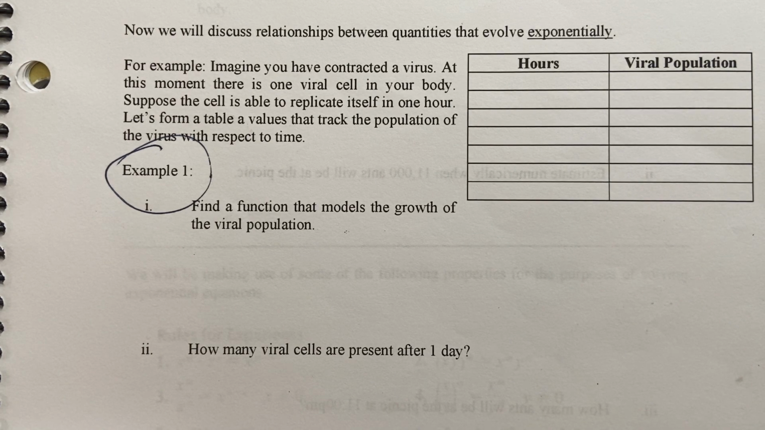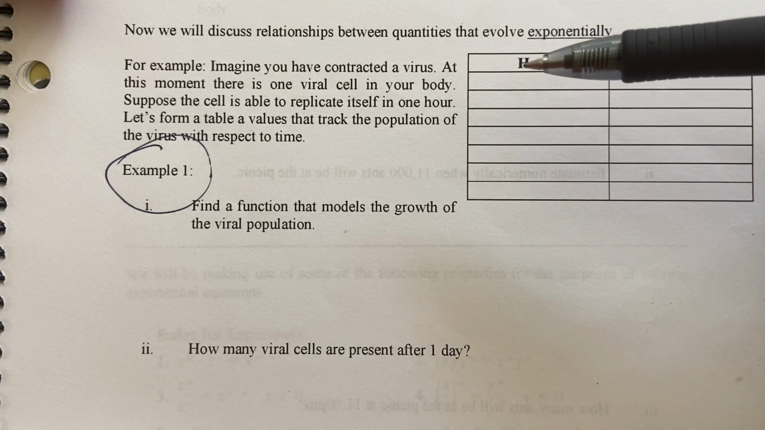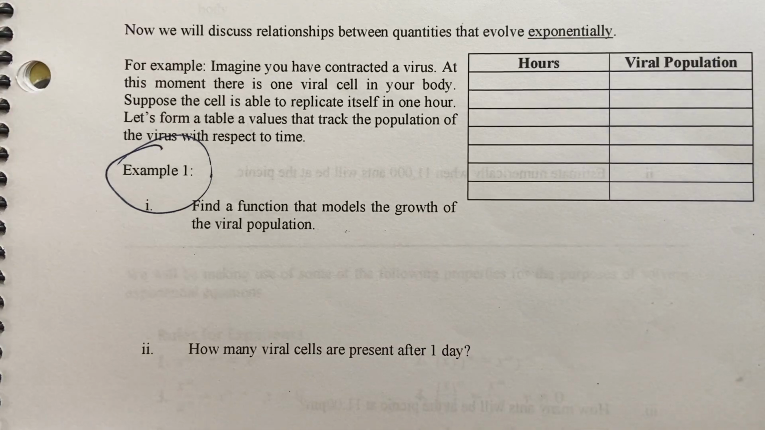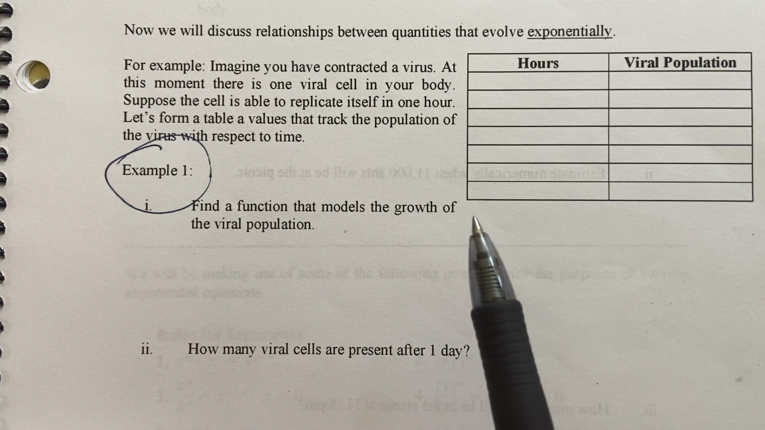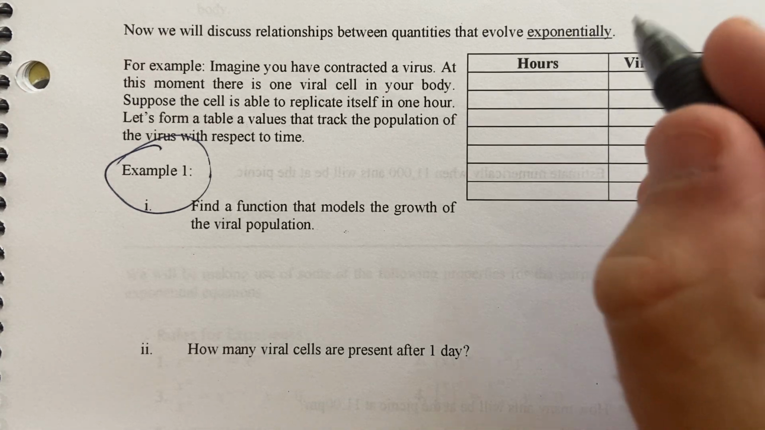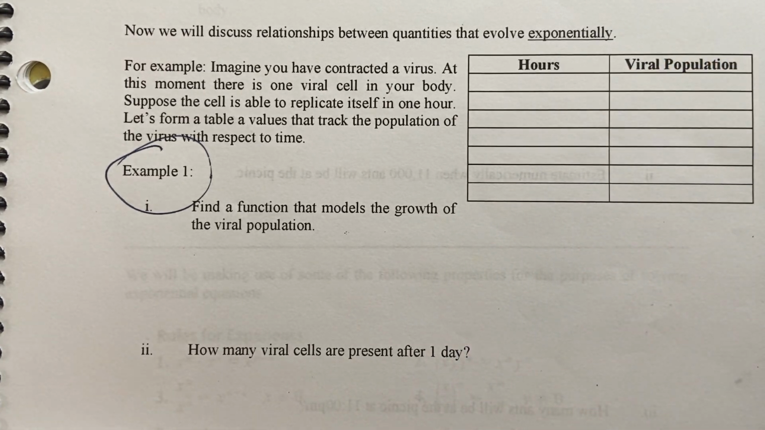Let's read it though. It says, for example, imagine you have contracted a virus. At this moment, there is one viral cell in your body. Suppose that the cell is able to replicate itself in 1 hour. Let's form a table of values that track the population of the virus with respect to time. Okay, so what we're going to want to do ultimately is try to figure out what the model is. But let's just form a table first.